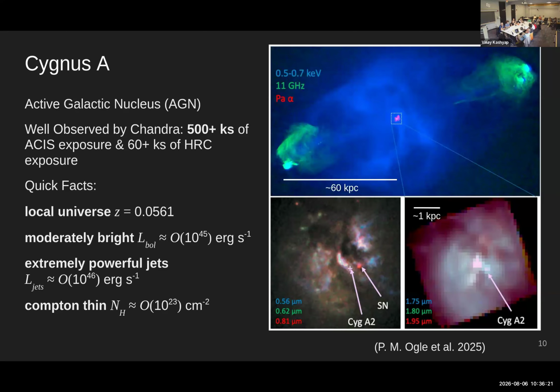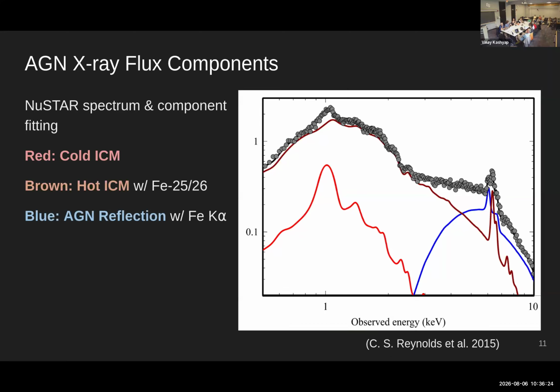Yes. And as was asked earlier, we get essentially a spectrum for free with Chandra. In Reynolds et al., they have modeled the different components of the AGN in the spectrum. They've broken it down into a colder intracluster medium, a hot intracluster medium, and then reflection off of the dust in iron K alpha.